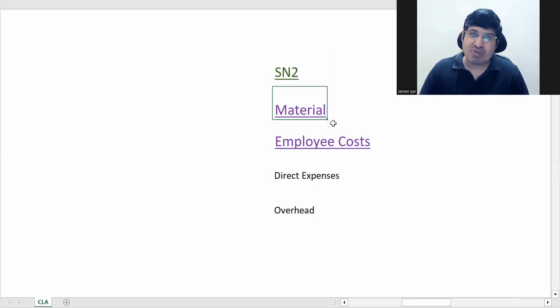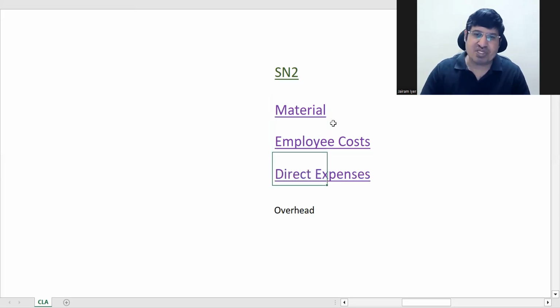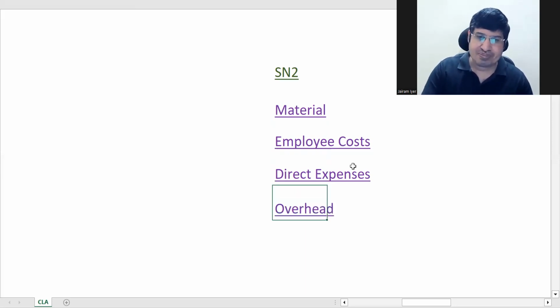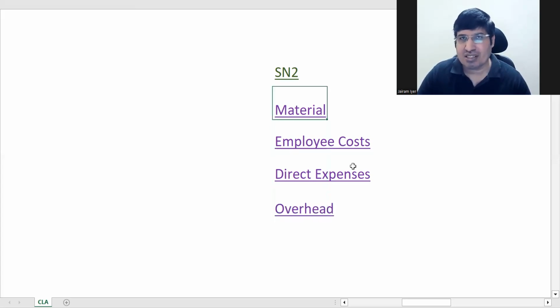So here first is material cost, employee costs, then direct expenses, which is a small chapter. It will hardly take us one lecture, or rather 1 hour, to complete direct expenses. And then overhead. So these are the four chapters. Let us say three main chapters: material, employee costs, and overhead, which we have to do.